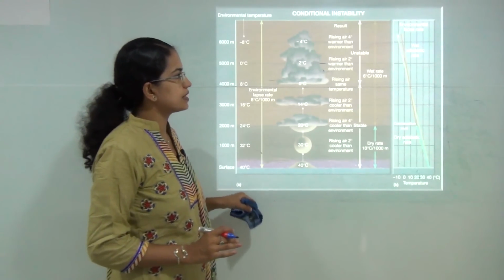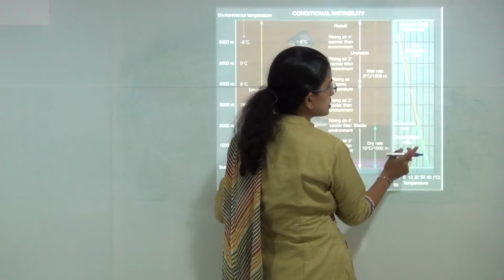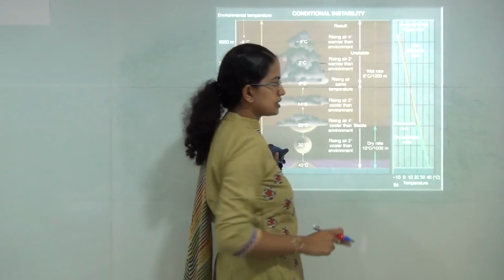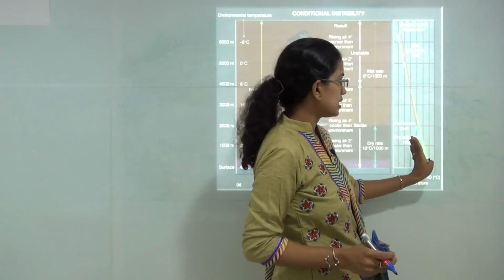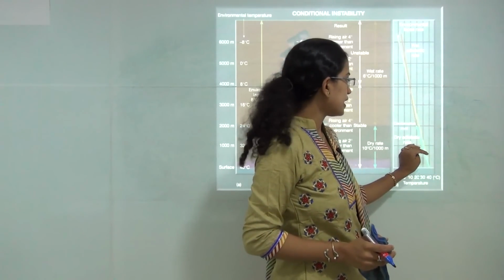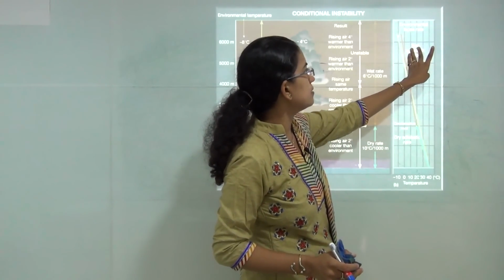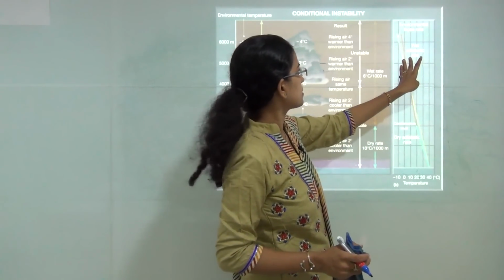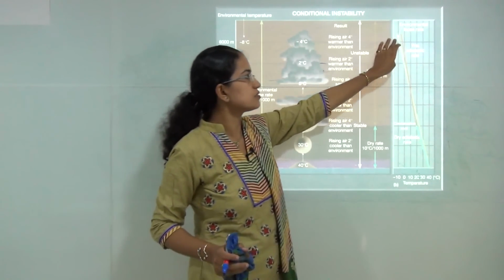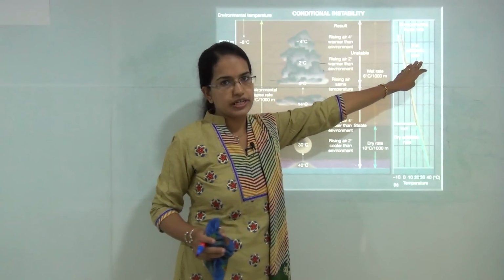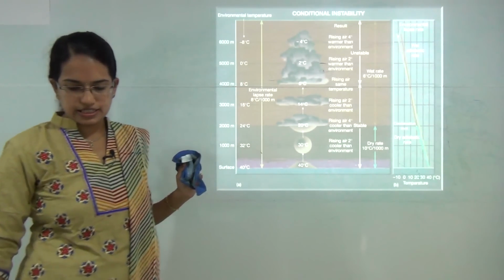Under conditional stability, you can see the line of the environmental lapse rate crosses the dry adiabatic lapse rate at a certain point. So, at a certain point the environmental lapse rate is less than the dry adiabatic lapse rate because it is less steep. However, it is more than the saturated adiabatic lapse rate because the environmental lapse rate is steeper as compared to the saturated lapse rate graph here. So, that is how we understand conditional instability.